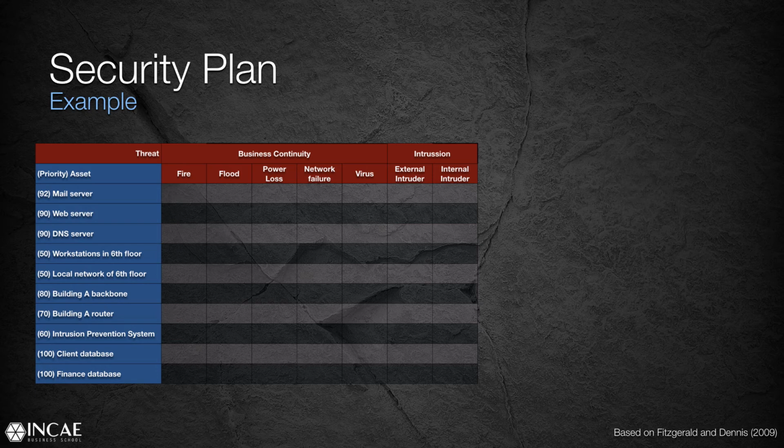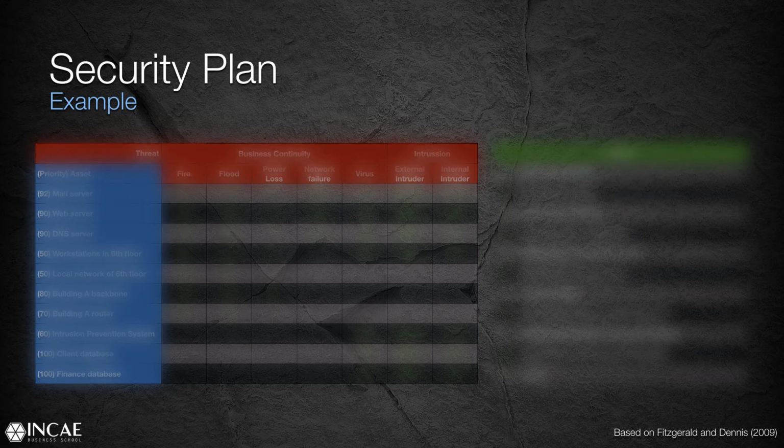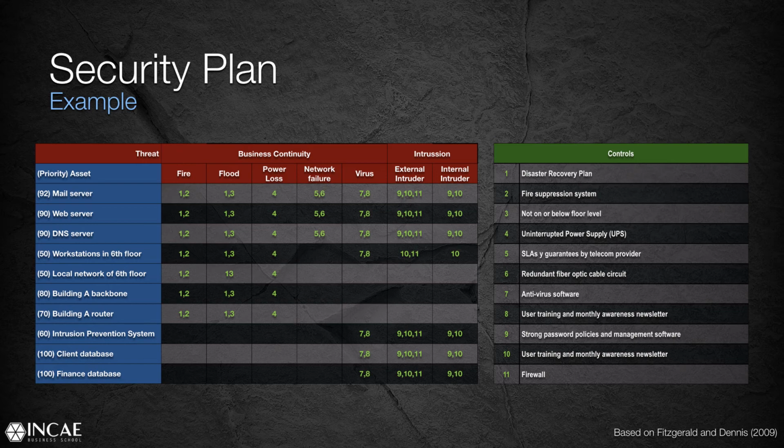So where do controls come in? Well, in the cells in between. What we're doing is now assigning specific controls for each combination of asset and threat. For instance, if we want to protect our mail server from a fire, in the top left cell, we use controls 1 and 2. Control 1 is a disaster recovery plan, which is a subsection of the overarching security plan that documents the procedures and the actors that must be involved in, for example, restoring backups to reestablish operation in case the mail server fails.